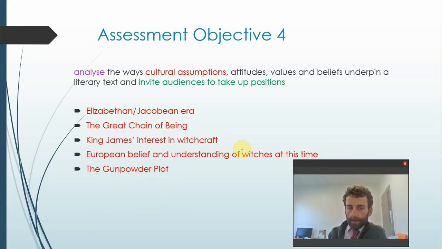Which is unpacked here: the European belief and understanding of witches at the time, the Gunpowder Plot, which was an attempt on the assassination of King James by some Catholic conspirators, led by Guy Fawkes as one of the conspirators. That's why there is the murder of Duncan in Macbeth, because when Shakespeare wrote the play, writing the play specifically for King James, he was writing things that King James was interested in. Okay, and one of those was witchcraft, and then the assassination of a king, or the attempted assassination of King James, which led to the assassination of Duncan in Macbeth.